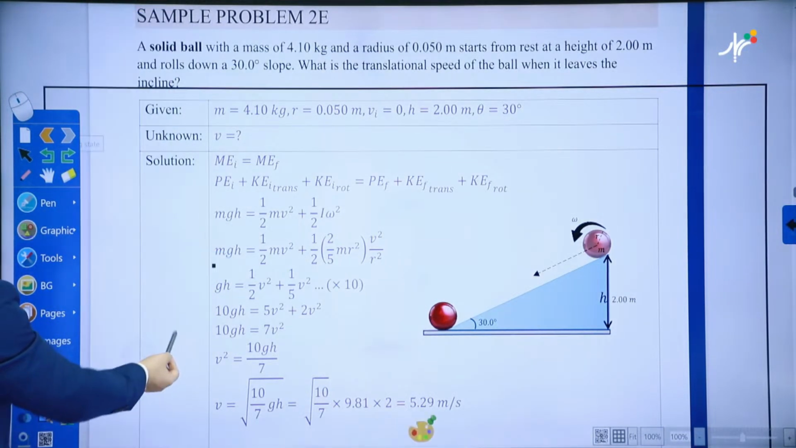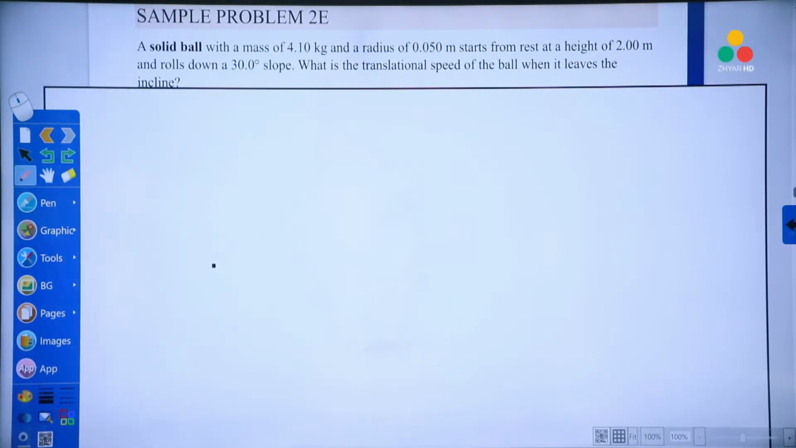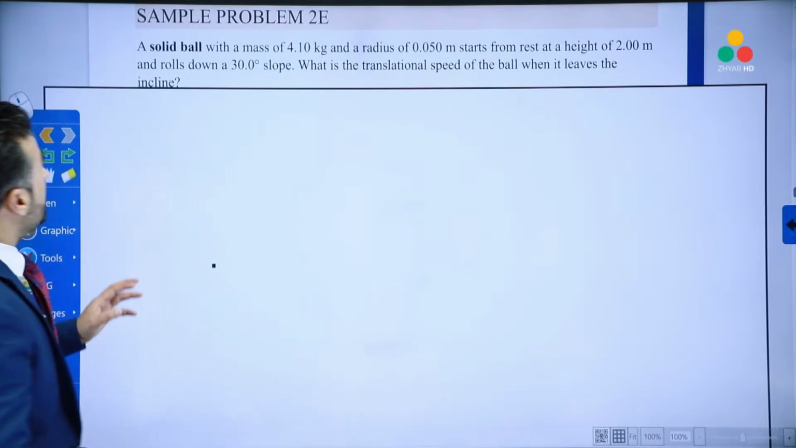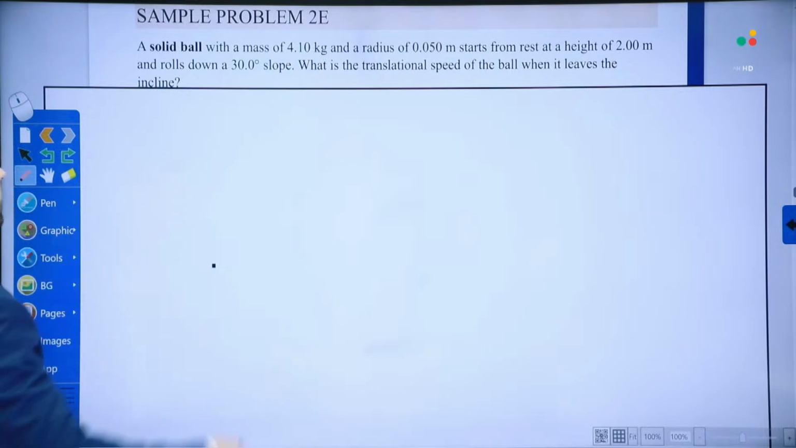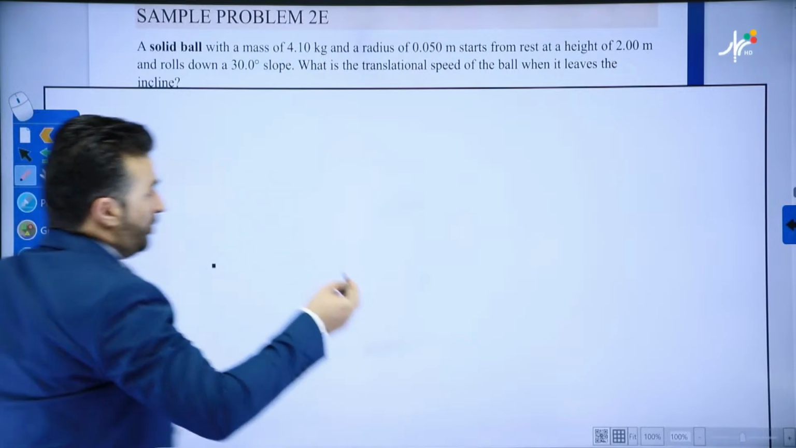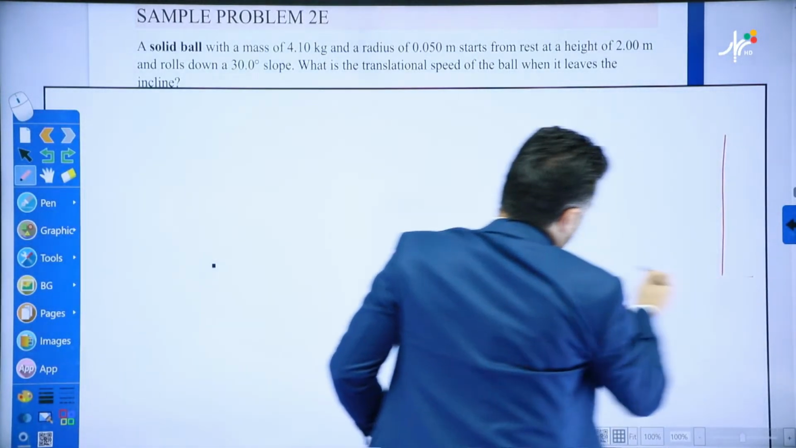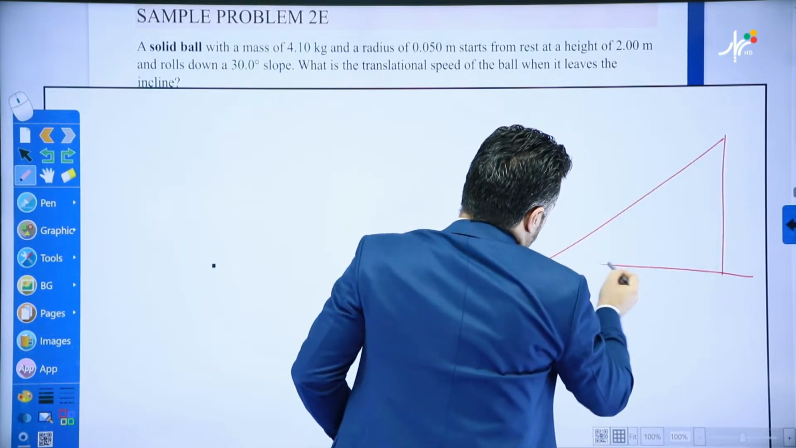Okay, so what is the question? It says, what is the translational speed of the ball when it leaves the incline? Before we do this, first of all, you need to know the moment of inertia for the object. So we have a solid ball, that is a solid sphere, you can say.